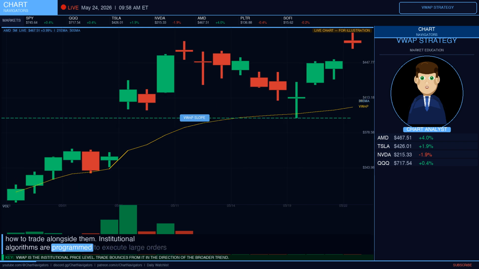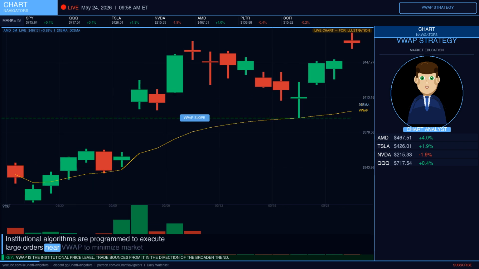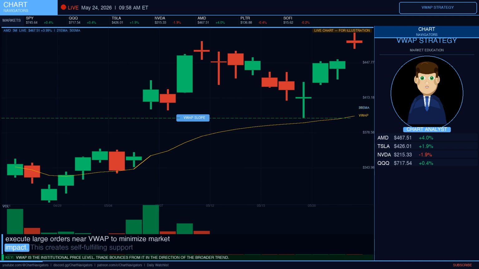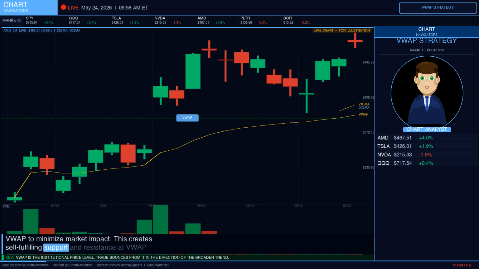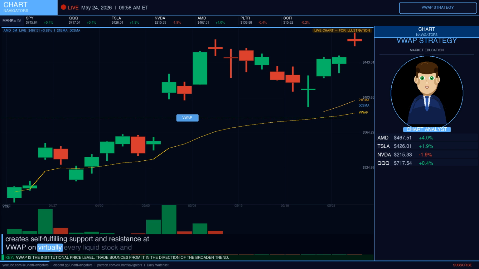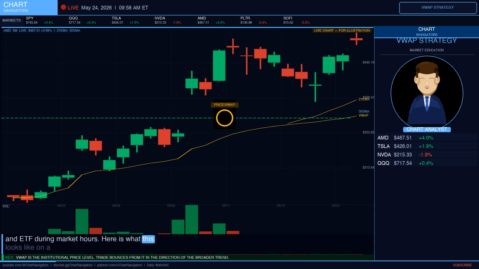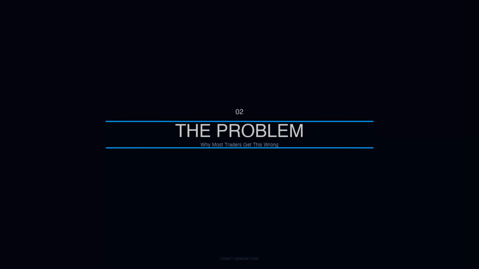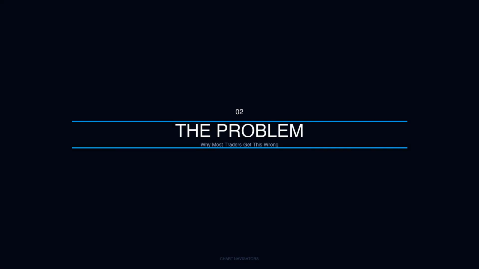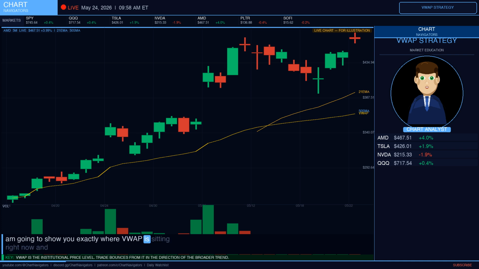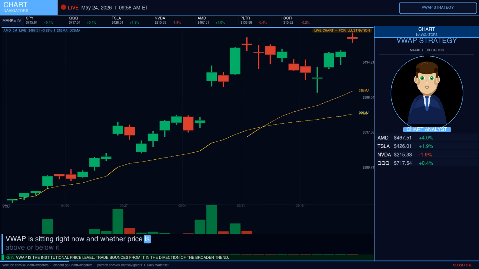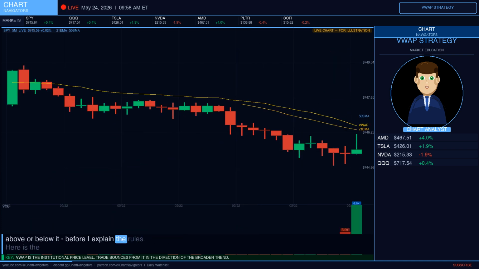Institutional algorithms are programmed to execute large orders near VWAP to minimize market impact. This creates self-fulfilling support and resistance at VWAP on virtually every liquid stock and ETF during market hours. Here is what this looks like on a real chart right now. Look at today's live chart. I am going to show you exactly where VWAP is sitting right now and whether price is above or below it before I explain the rules.